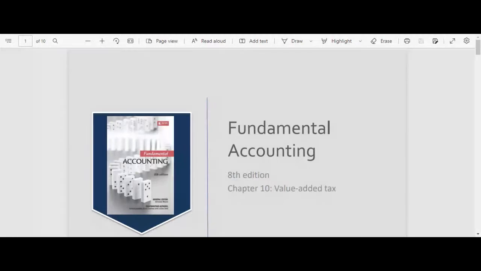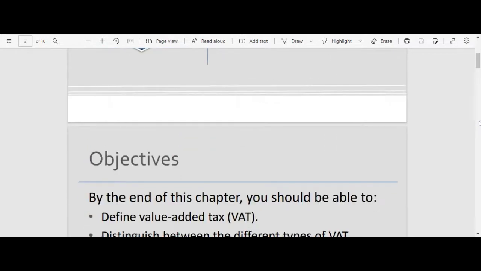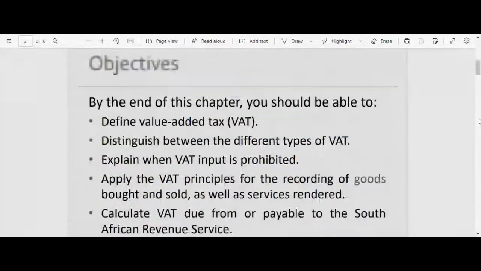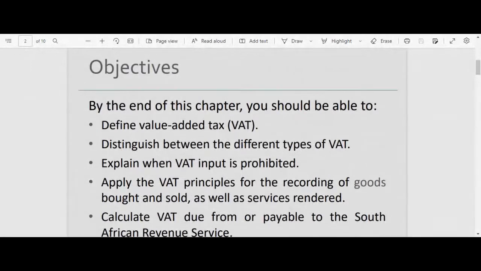So whether it's the 8th edition or the 7th edition you are using, you will find it in chapter 10. Let us go to the second slide. You will also find this in your textbook; it comes directly from your textbook. The objectives say that by the end of this chapter you should be able to define value-added tax, and nowhere in the textbook is it defined. So I'm going to give you a nice little definition just now.